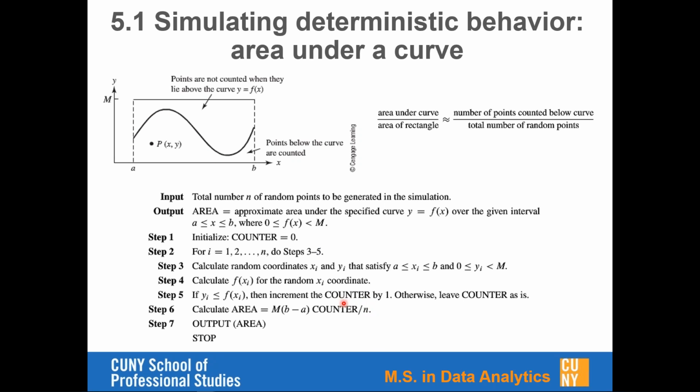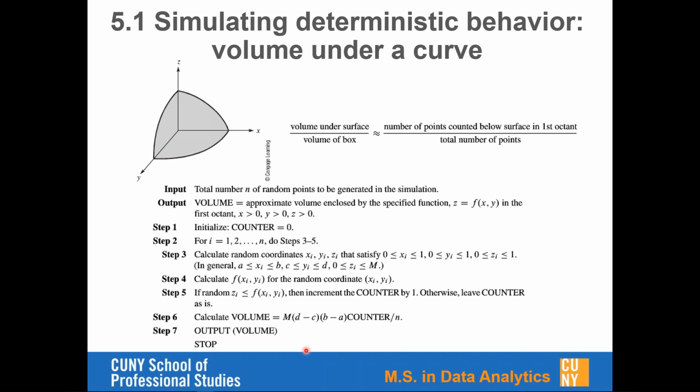In other words, what I'm saying is contour divided by n is the percentage of the area that is under the curve, times the total area that we know, which is m times (b minus a), so that we can get the area that is under the curve. So in this case, we would be able to output that area, which is the simulation output. So that is one way to look at simulation.